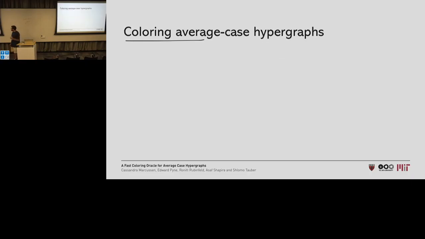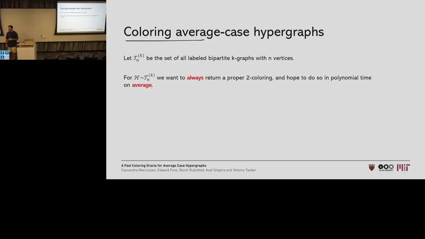So what does it mean coloring average case hypergraphs? We denote by T_n^k the set of all labeled bipartite k-graphs with n vertices, and we sample uniformly one of them. We want to return a legal 2-coloring, not an approximation or some constant, a legal 2-coloring always, and we hope to do so in polynomial time on average.